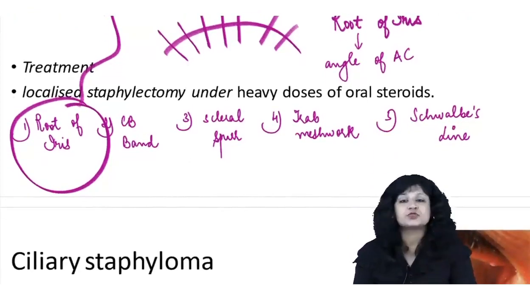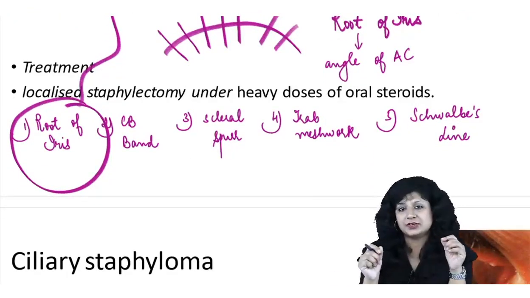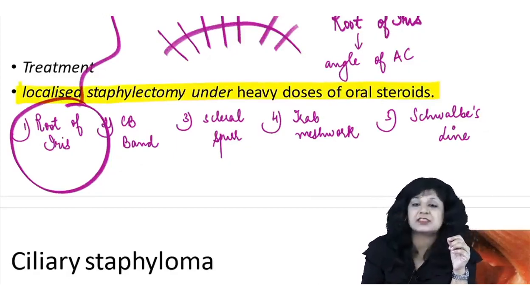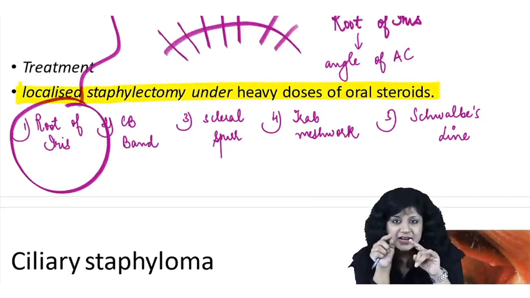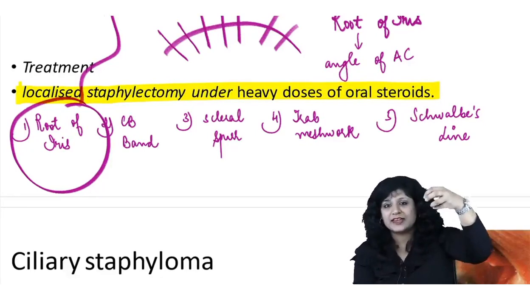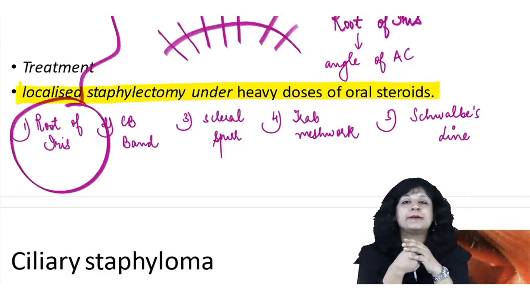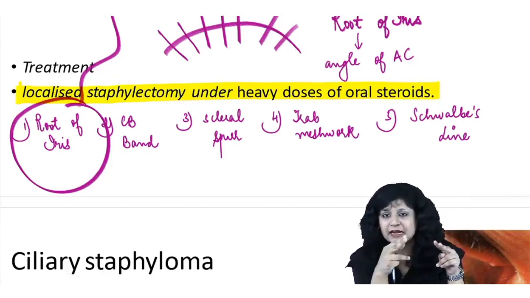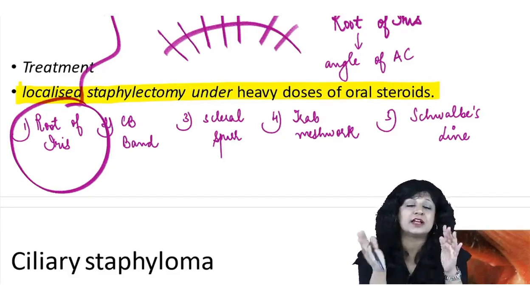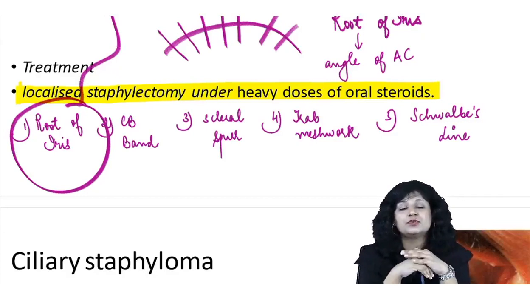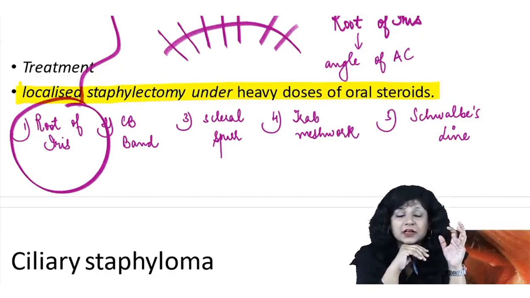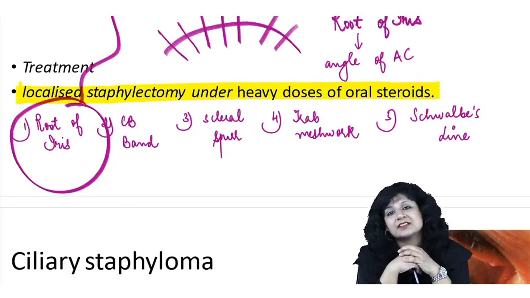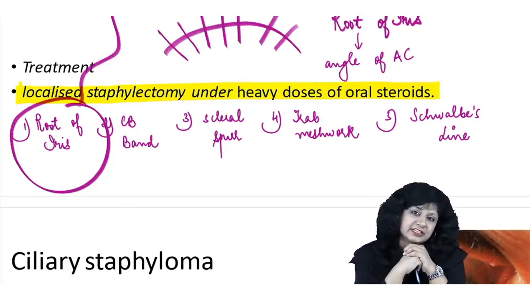So what can we do for the treatment? For the treatment, I can do a staphylectomy with steroids. Wherever I am getting that ectasia, due to the uneven surface of the cornea, I will get astigmatism and I can get glaucoma, so I can cut out that part. And for the healing, meaning the cessation of the inflammation, in order to combat the inflammatory part, I can give steroids. Okay.